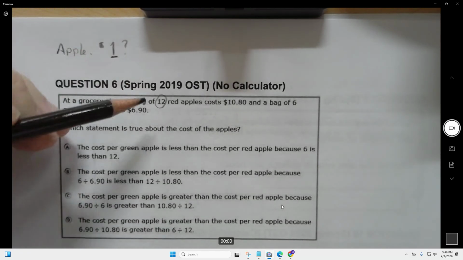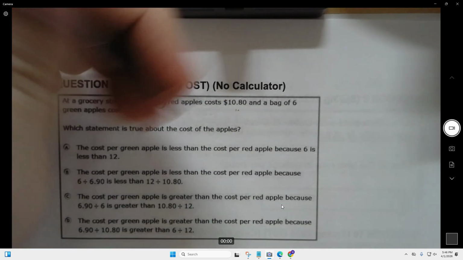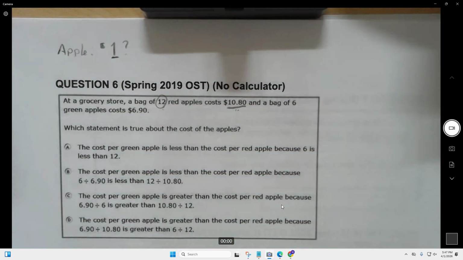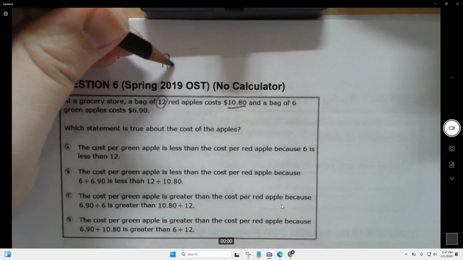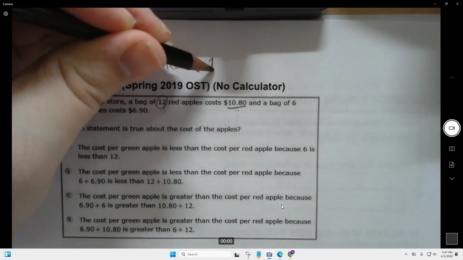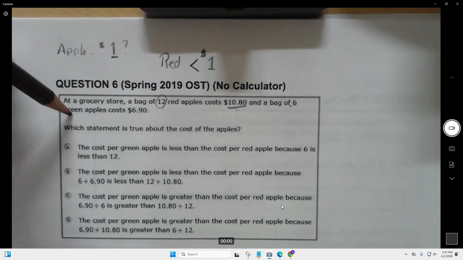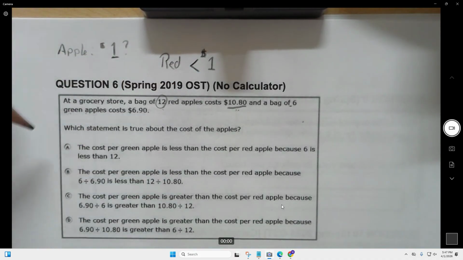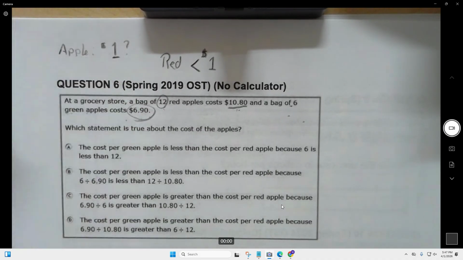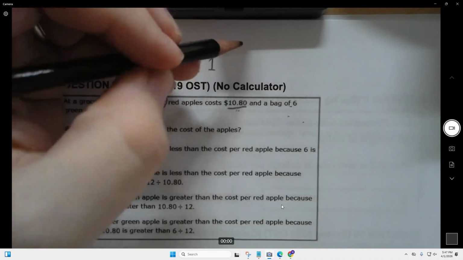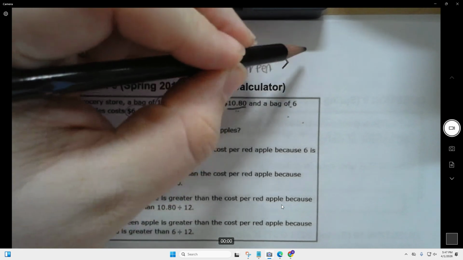If apples cost $1, 12 apples would cost $12. Since 12 apples does not cost $12, it costs $10.80, we can assume that the price of red apples is less than $1. However, if you bought 6 green apples at $1 each, you would expect to pay $6. This is $6.90. $6.90 is more than 6. So green, we know, is greater than $1.